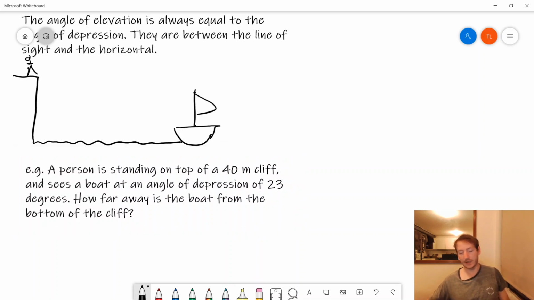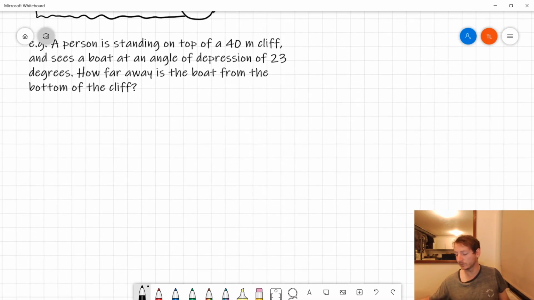So when it says how far away from the bottom of the cliff, that means we're finding the distance from the bottom of the cliff to the boat. So we're finding this side here. Often in these questions, this is a line of sight. We don't really measure that all that often. Sometimes it might be a supporting cable or something like that, and we'll be finding it. But more often than not, we're going to be using tan, because we'll have a vertical and a horizontal, or an opposite and adjacent.